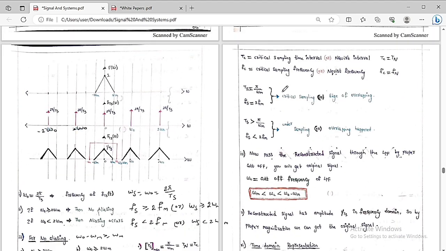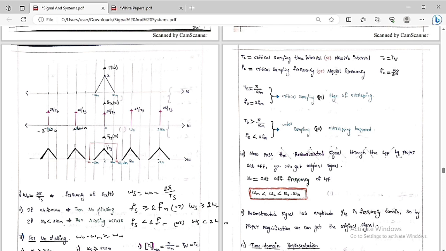The next thing is here, TC is called the critical sampling time interval or the Nyquist interval, which is TC is nothing but TN. So FC is called the critical sampling frequency or the Nyquist frequency, which is FC is called FN. Just a small notation, right? So TN is nothing but TC and FN is nothing but FC. So FN is called the Nyquist frequency and FC is called the critical sampling frequency, both are same. And TN is called the Nyquist interval and TC is called the critical sampling time interval. Both are same.